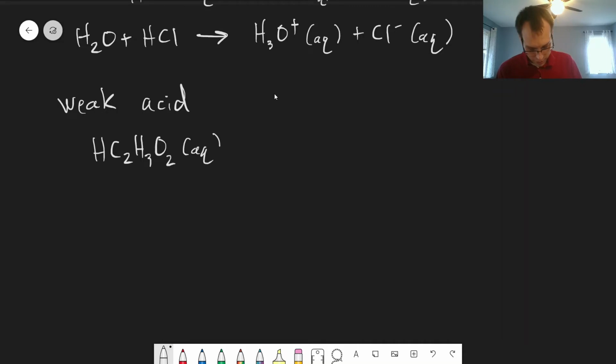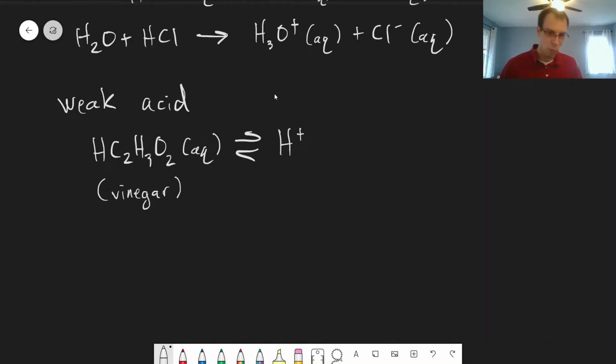But if we put this, and this is the acid that's in vinegar, right? So most vinegar is about 5% acetic acid, if I remember right. Anyway, this will do the same thing, but now you see I'm writing this as an equilibrium instead of as a one-way arrow. It will dissociate and produce hydrogen ions as well as acetate, this ion here.